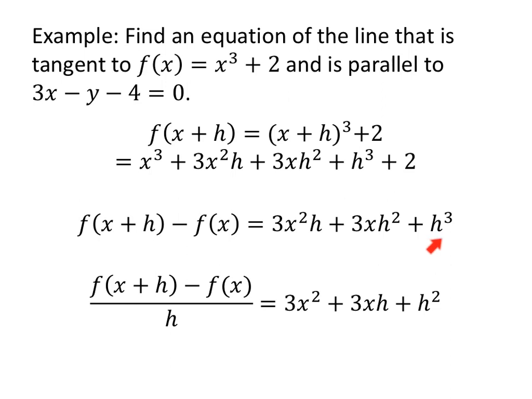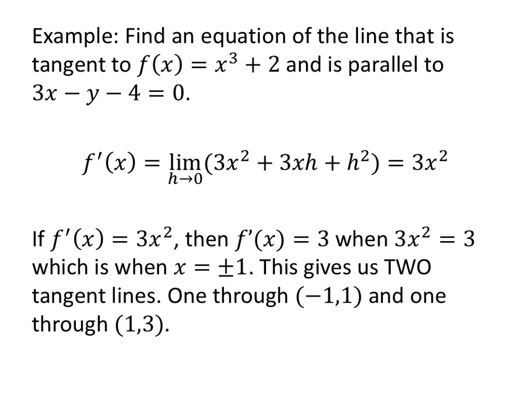Notice they all have an h. So when I divide by h, 3x squared h divided by h gives me a 3x squared. Here one of the h's will cancel. And in the last term, also one of the h's will cancel. I have my difference. Let's go on to the limit. The derivative, which is equal to the limit as h approaches 0 of 3x squared plus 3xh plus h squared. When h is 0, h squared goes away. When h is 0, 3x times 0 becomes a 0. I'm left with 3x squared.